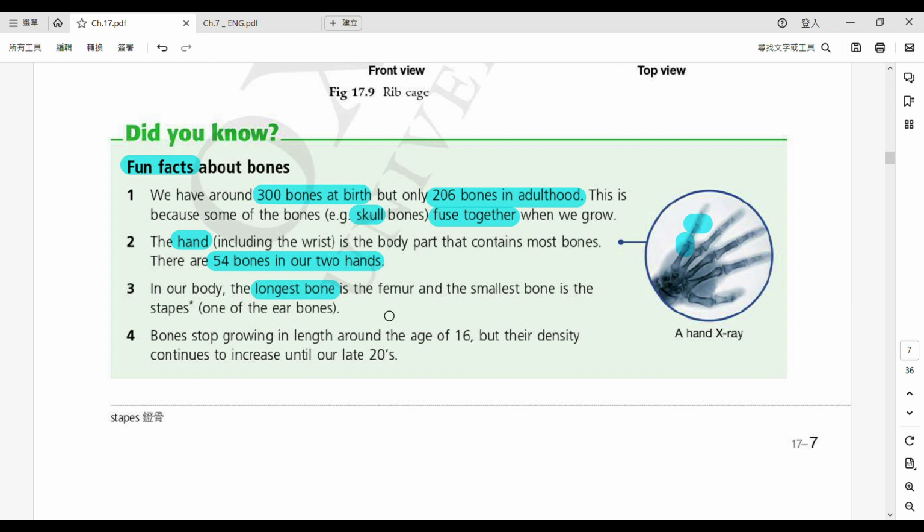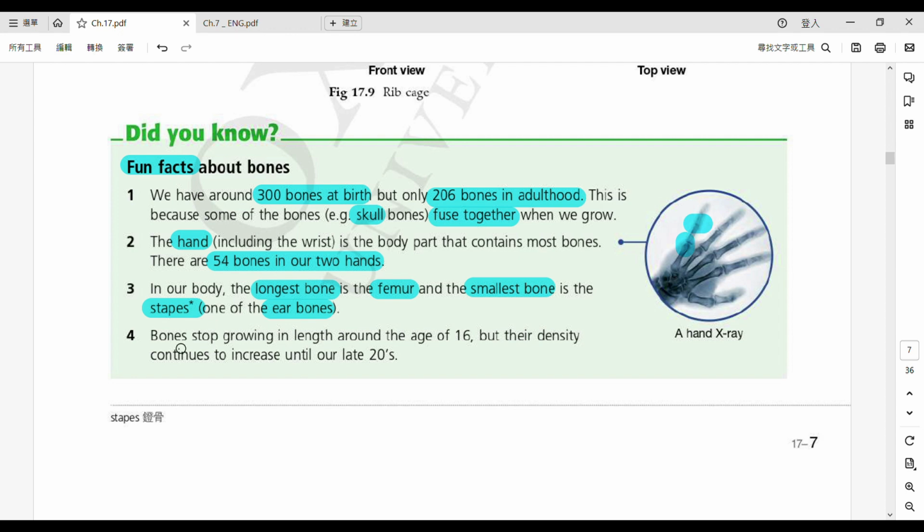How can you find it in our legs? And for the longest bone, it's called the femur. Okay, the thickest bone of our legs 啦。而 smallest bone 啦就 one of the bones of your ears, 就係我哋叫 ear bones 其中之一啦，就叫 stapes. Alright, stapes.